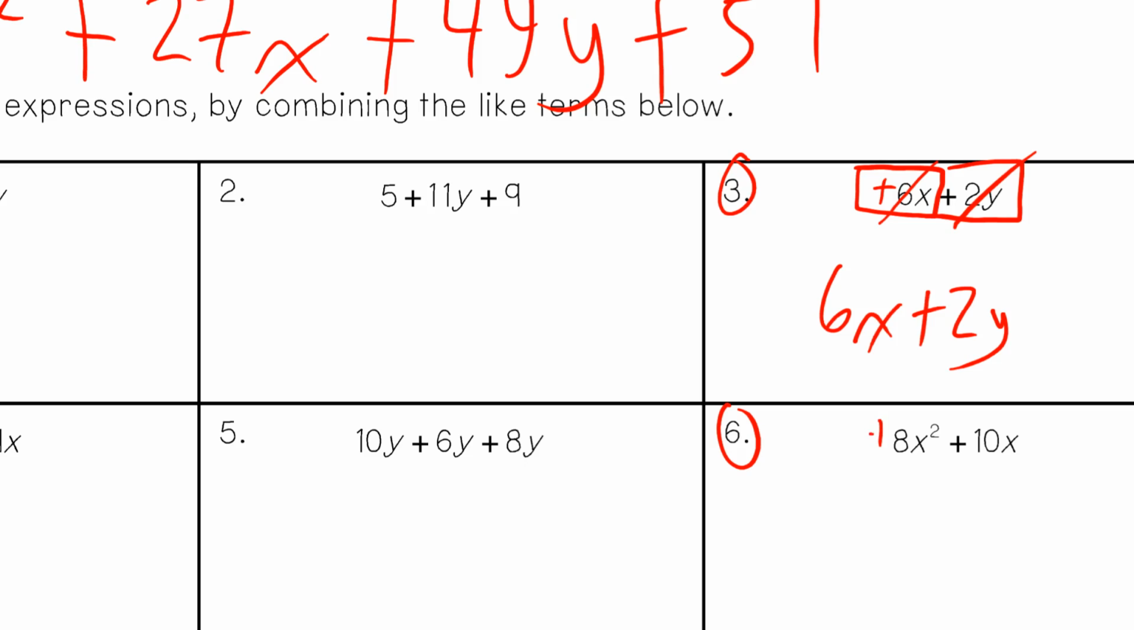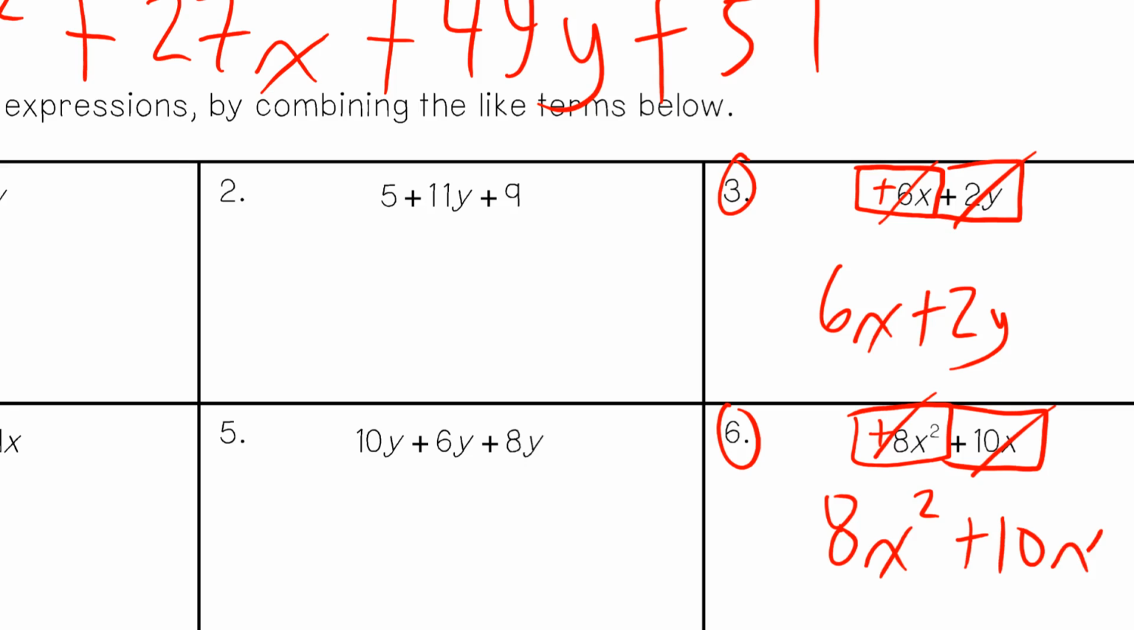8x squared, that's positive. And then positive 10x. I don't have anything to combine my x squared with, so that's just 8x squared. Positive 10x, I don't have anything to combine that with. Positive 10x, and that's already solved as well.